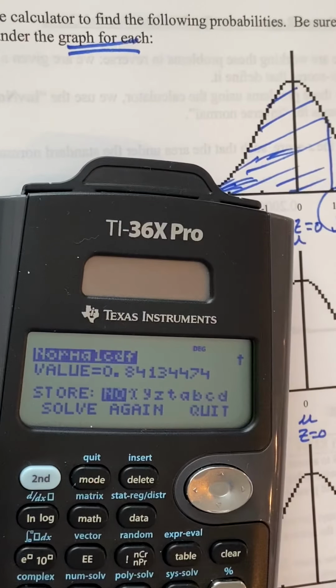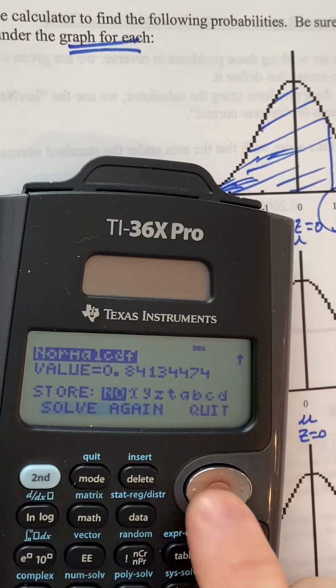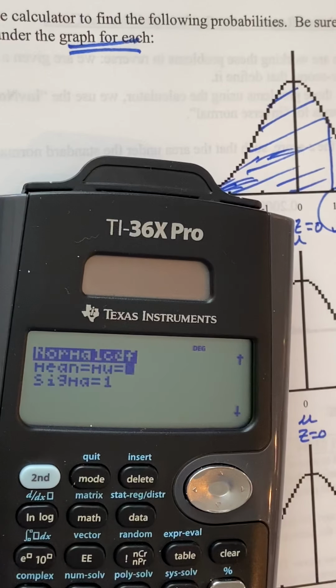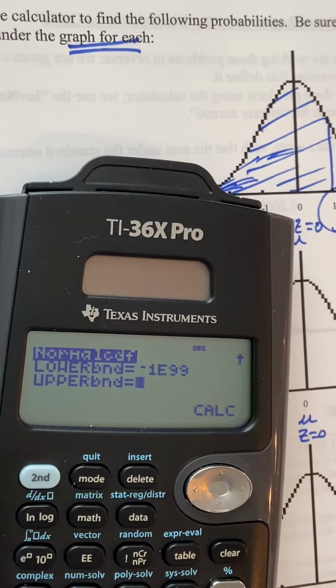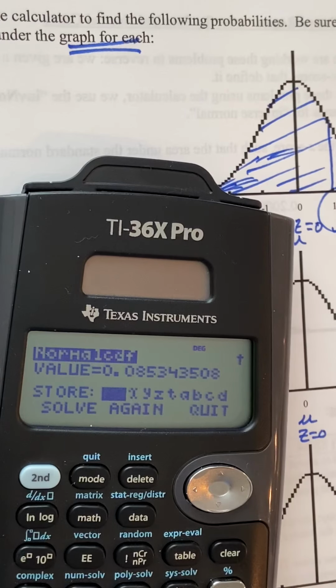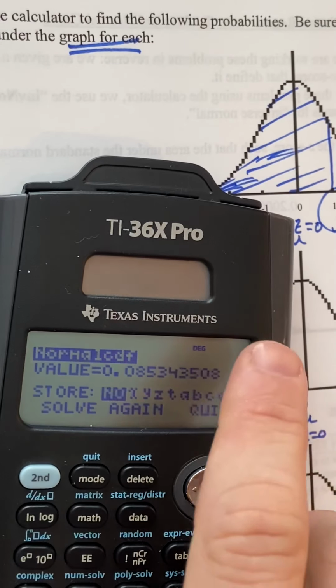Let's do our calculator now. Same question, solve again. This time, the average is 0. The sigma is 1 for the normally distributed curve. The lower bound is still negative infinity, but the upper bound is now negative 1.37. Make sure that you hit the negative key and not the subtract key, otherwise you'll get a syntax error. And calculate. Just like we expected, 8.53%. So far, so good?